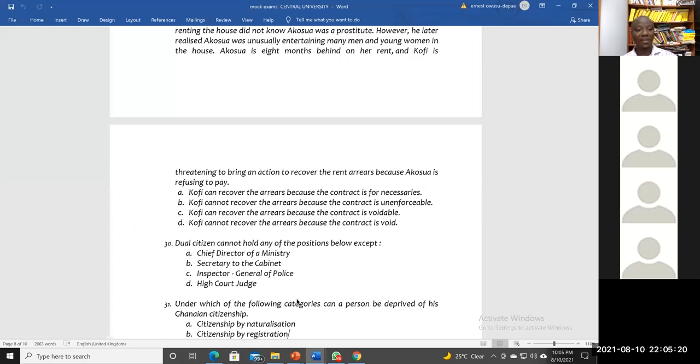Is anybody familiar with the amendment relating to citizenship? Has anybody got the law with him or her?